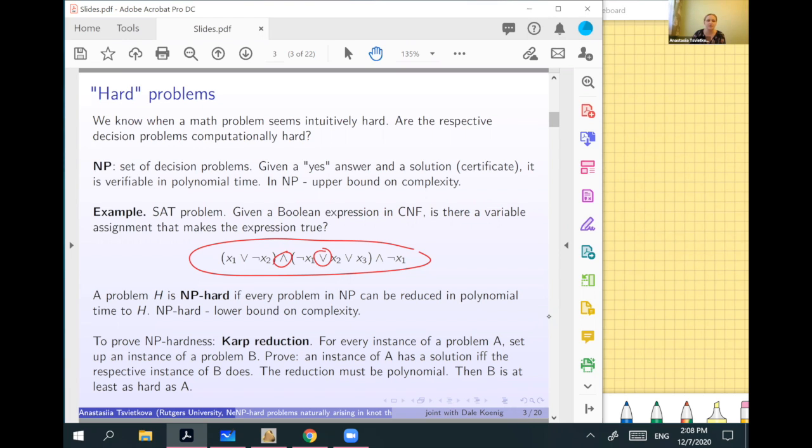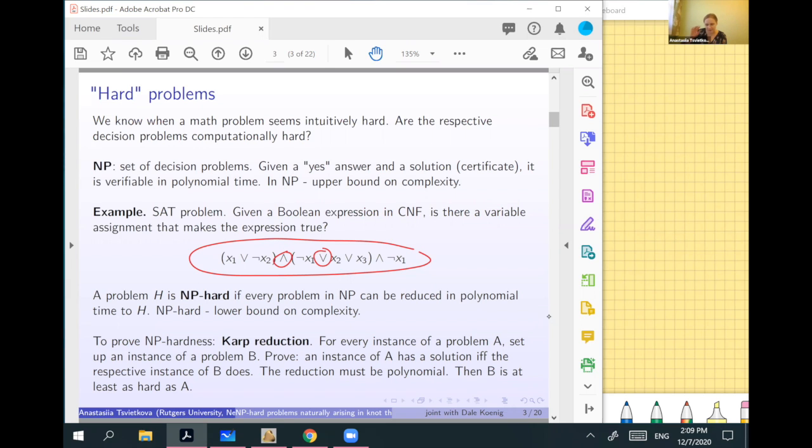So one kind of Turing reduction is Karp reduction. What you do is you take a problem A, which is known to be NP-hard, and then you set up an instance of a problem B that you want to prove to be NP-hard. And then you prove that an instance of A has a solution if and only if the respective instance of B does. And that reduction must be polynomial. So given an instance of problem A, it must take you polynomial time to construct an instance of problem B. And then you know that B is at least as hard as A. And that's what we will be doing.